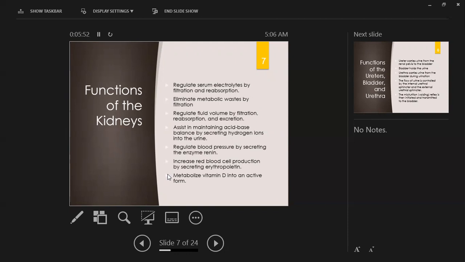The kidneys also assist in maintaining a good acid base balance by secreting hydrogen ions into the urine. They regulate blood pressure by secreting the enzyme renin. They increase red blood cell production by secreting erythropoietin. And they metabolize vitamin D into its active form.